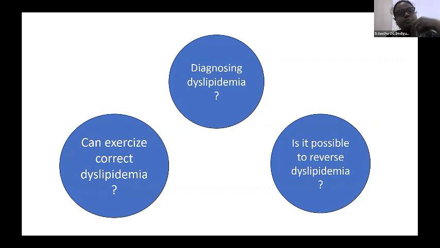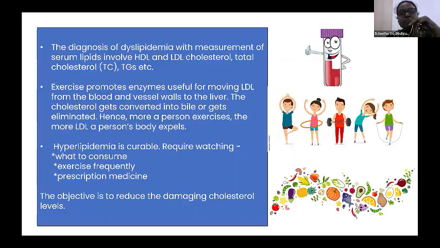Dyslipidemia is correctable with exercise, and it is possible to reverse dyslipidemia. We can do the lipid profile, measuring the serum lipids, and check our HDL levels, LDL cholesterol, total cholesterol, and triglycerides, and know about our lipid status. Exercise definitely promotes increasing the good cholesterol, HDL levels.